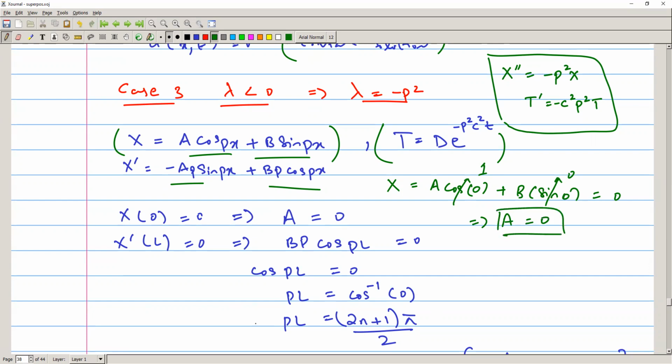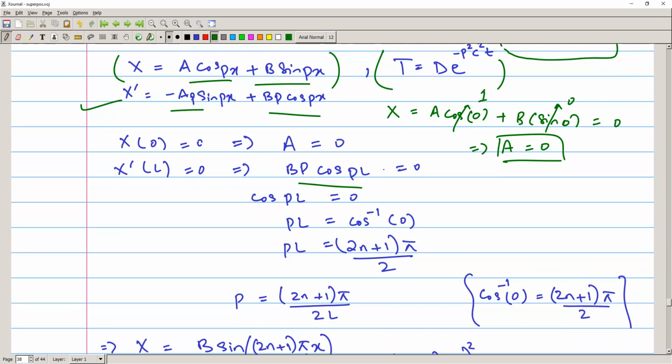Then we will apply the second boundary condition on the derivative here. So we will get bp cos pl is equal to 0. Then we know that it means this cos pl is equal to 0, because this bp cannot be equal to 0, right? So cos pl is equal to 0. It means that pl is equal to cos inverse 0, right? So cos inverse 0 is equal to 2n plus 1 pi over 2, right?